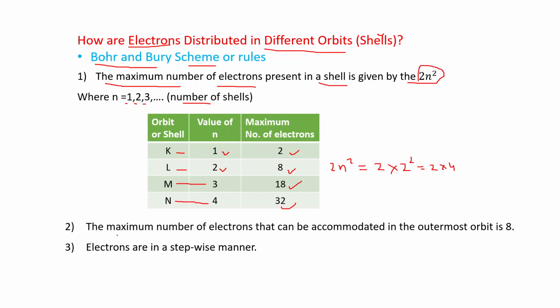The maximum number of electrons that can be accommodated in the outermost orbit is 8. And these electrons are filled in a stepwise manner. Now, what is the meaning of stepwise manner? That is, the first electron enters the lower energy shell, that is, the first electron enters the K shell. After the filling of this K shell, electrons will go into L, and after that M. This is the stepwise manner.